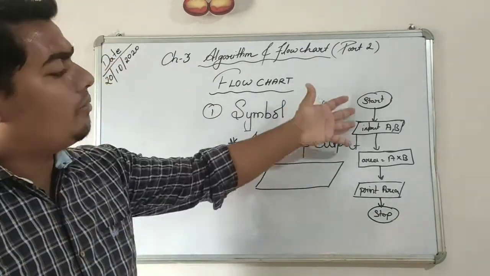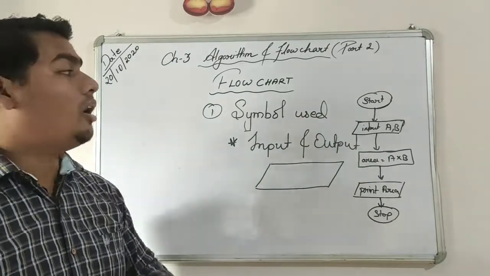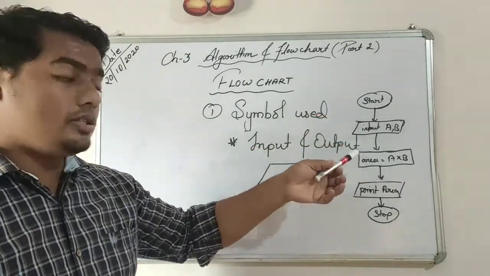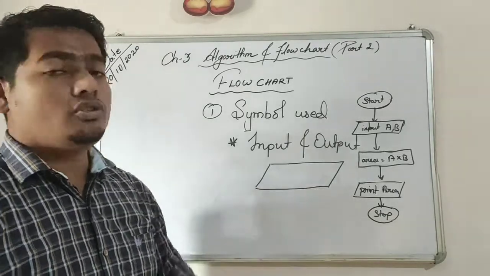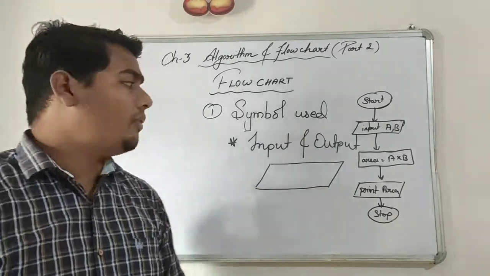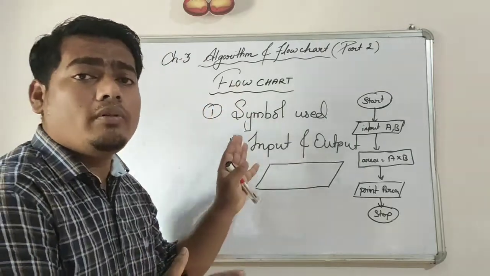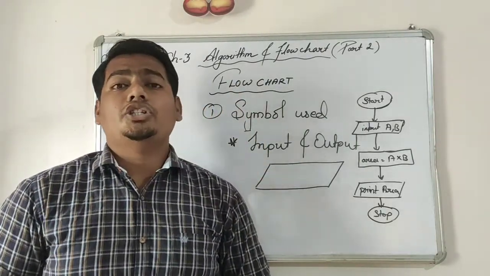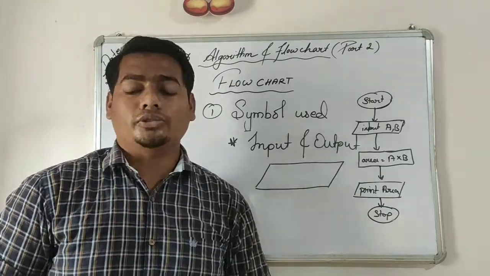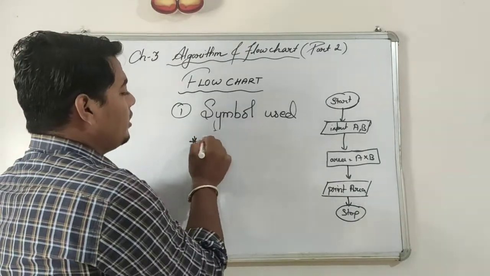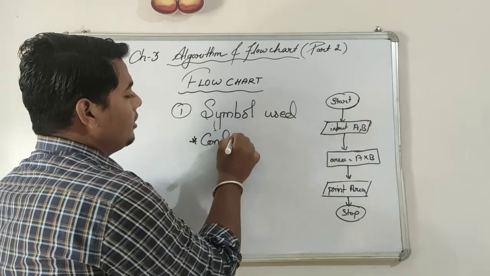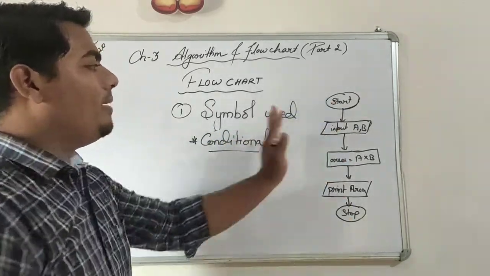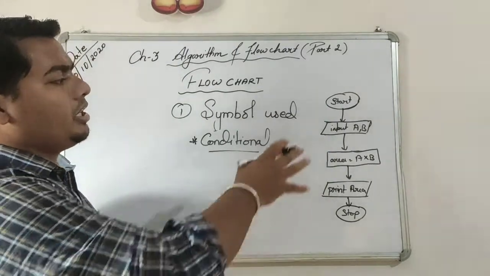This is an example of a flowchart, and how we prepare it. Start is there, input is there, processing is there, output is there, stop is there. This is the normal, easiest way of writing a flowchart. After this, we will read about the conditional box. Conditional is also one type of extra. This is a normal basic flowchart, the basic requirement of a flowchart.